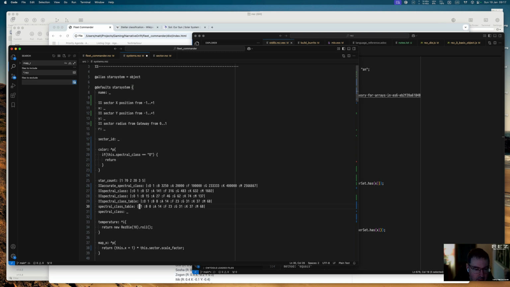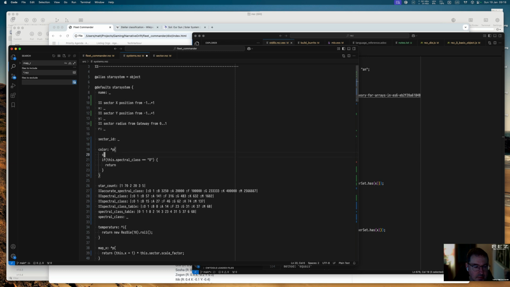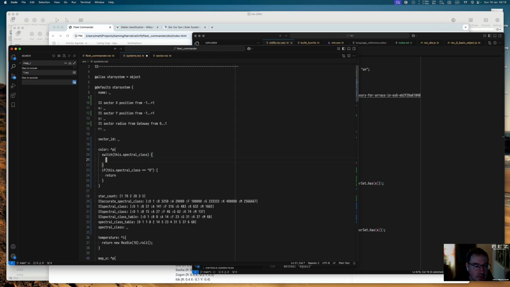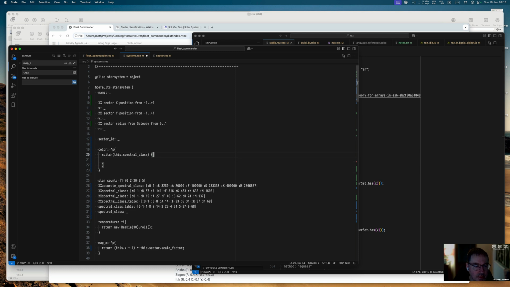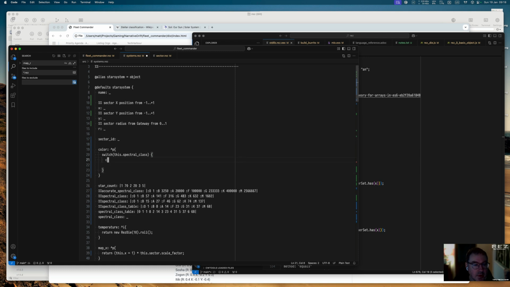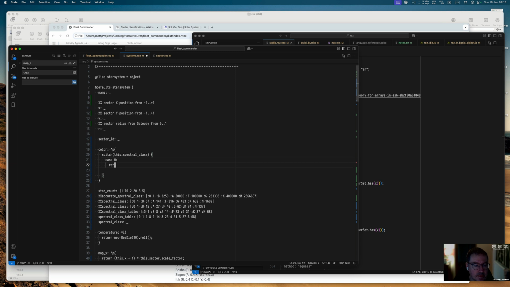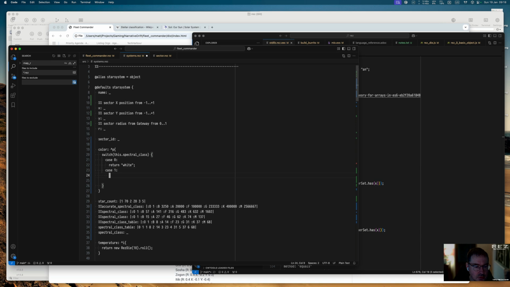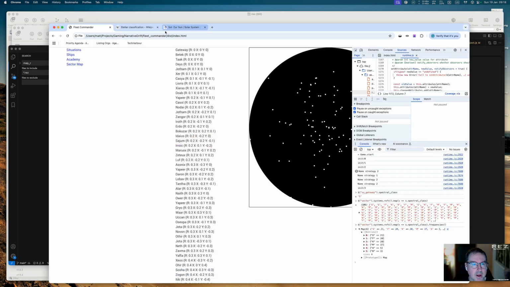So O becomes 0, B becomes 1, A becomes 2, F becomes 3, G becomes 4, K becomes 5, and that's 6. Okay, so now spectral class is a number. So now we can do switch this dot spectral class. If we wanted to print whether it's G, we'd have to look it up, but let's return white. I'm not sure. Right, so let's just have a look back at this table.